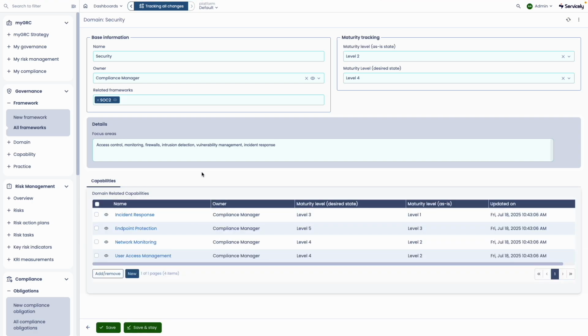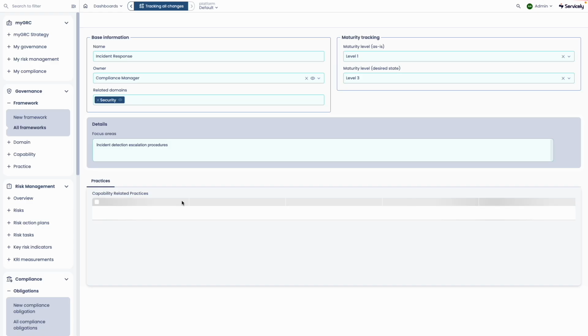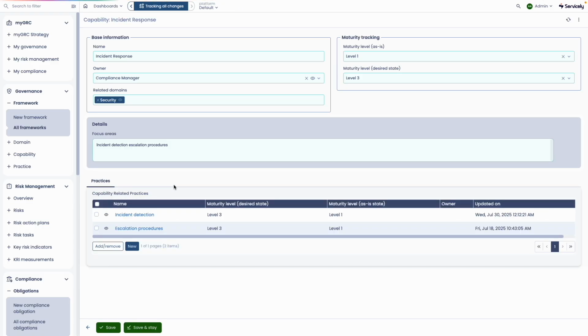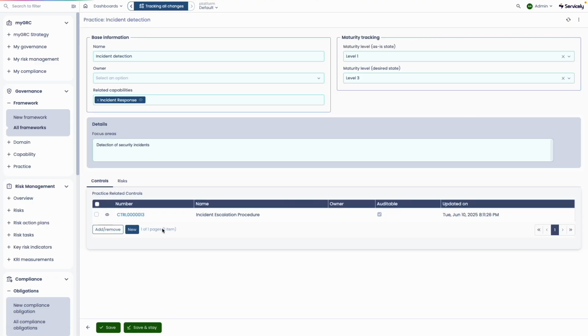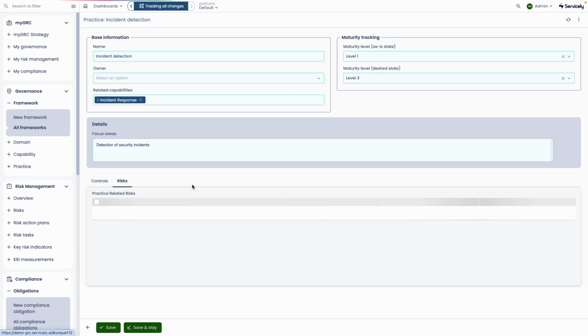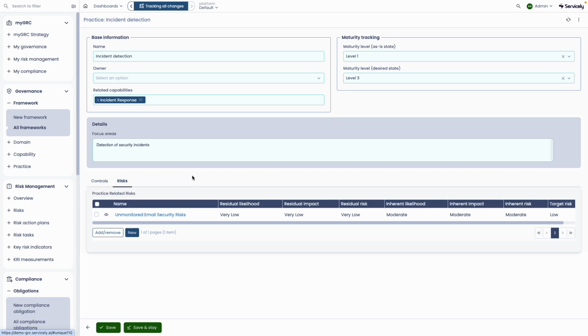Domains will have capabilities. So in here we can see that we have various capabilities that will support this particular domain under security, and we can come in and we can see the particular domain and the particular capability and the related practices as well. So in this case we have a practice here which is incident detection, and what we can see is at all levels we're tracking maturity levels, desired state, as is state, and we can come in and we can see all the way down at the practice level what we're doing, and we have relationships to both controls and to risks. So everything in Servicely is interrelated.